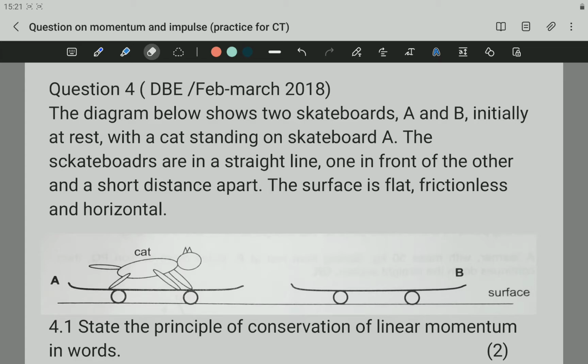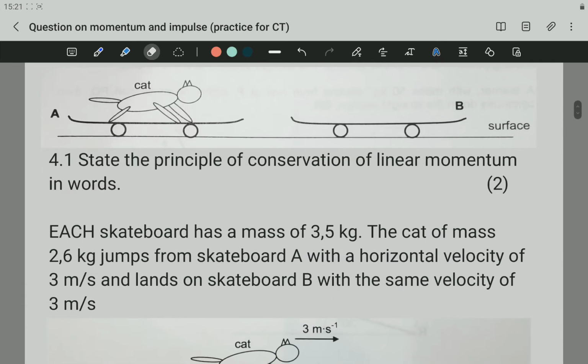The question says, the diagram below shows two skateboards, A and B, initially at rest, with a cat standing on skateboard A. The skateboards are in a straight line, one in front of the other, and a short distance apart. The surface is flat, frictionless, and horizontal. Okay? State the principle of conservation of linear momentum.